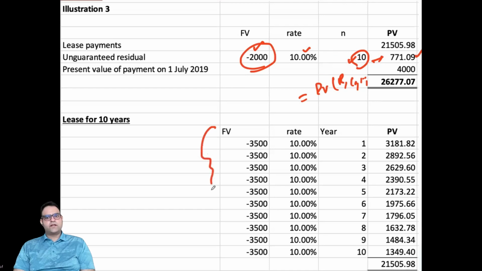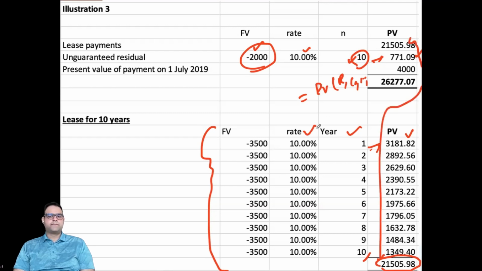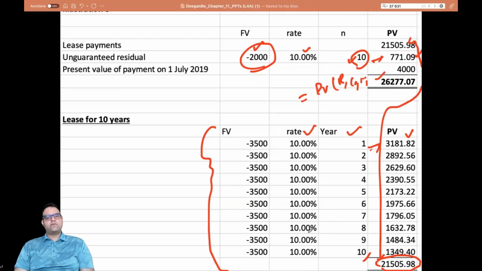Another part is for the 10 years. Here I write the years, 1 to 10. I assume the rate of interest is 10%. I calculate the present value for each year, and then I sum them all. It was 21,506 ringgit. I add this on top, so the total amount will be 26,277, which is the answer already given as the present value of this asset.